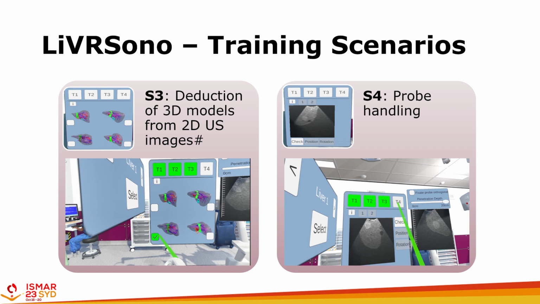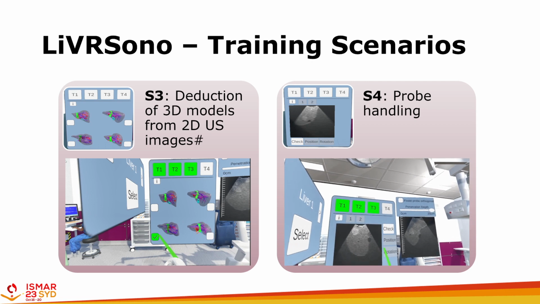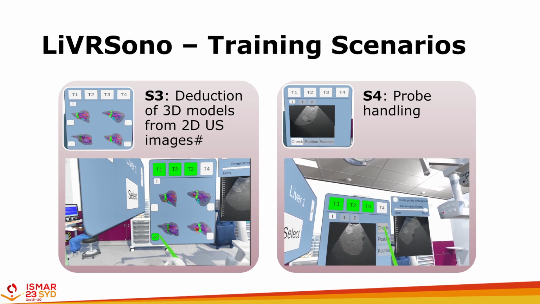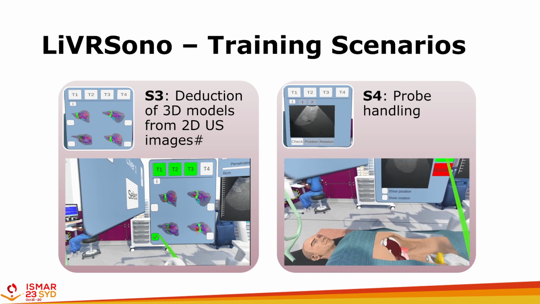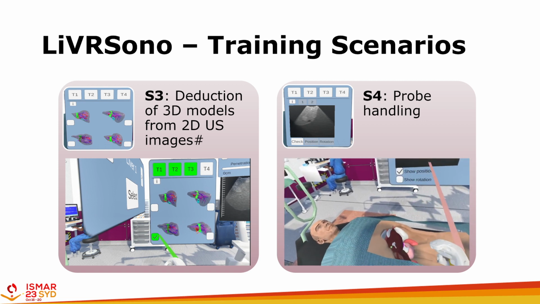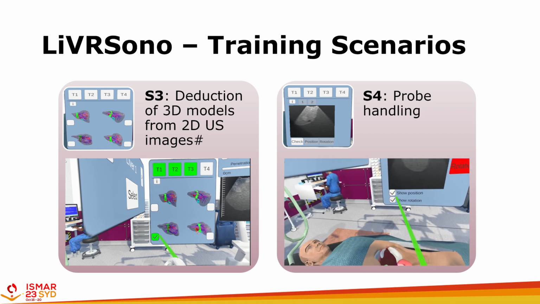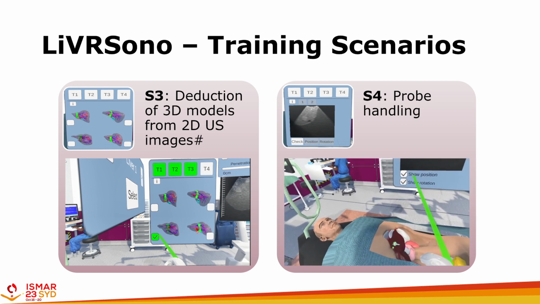In the last scenario, there's an ultrasound image given and they have to reproduce it. So this requires the understanding of the shown cross-section and probe handling. The position and the rotation are checked, and they can also get some hints. The position can be shown by a sphere on the liver, and the rotation can be shown by a ghost view of the ultrasound probe.